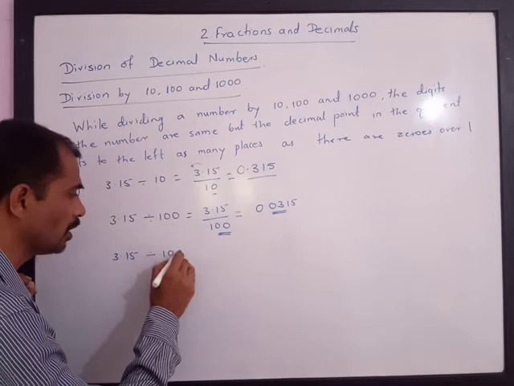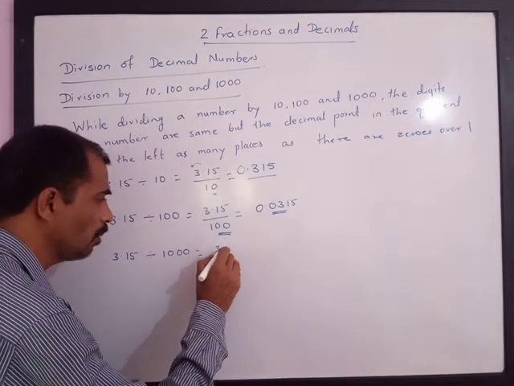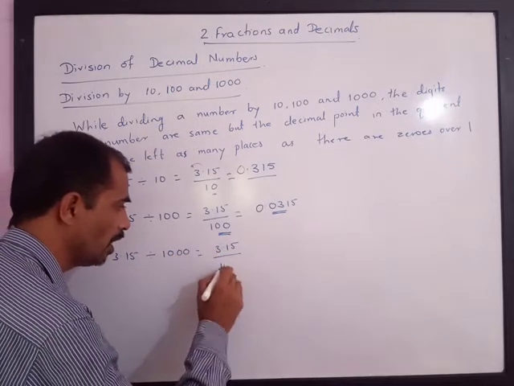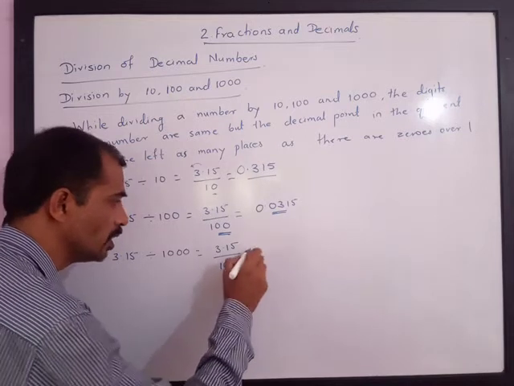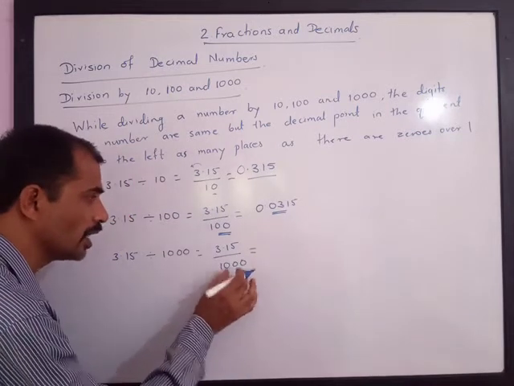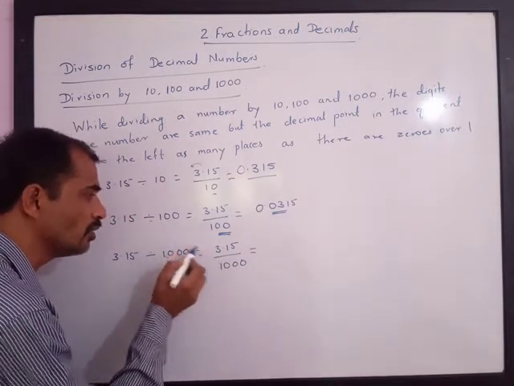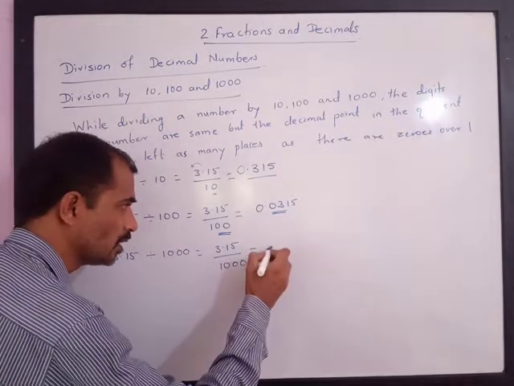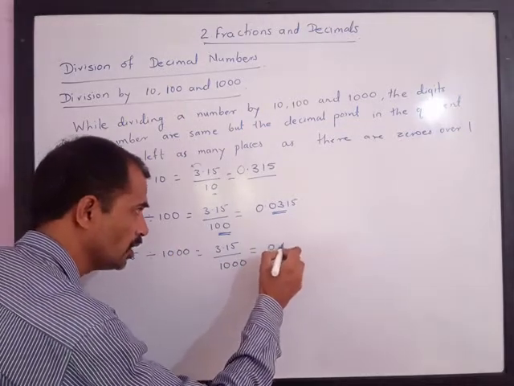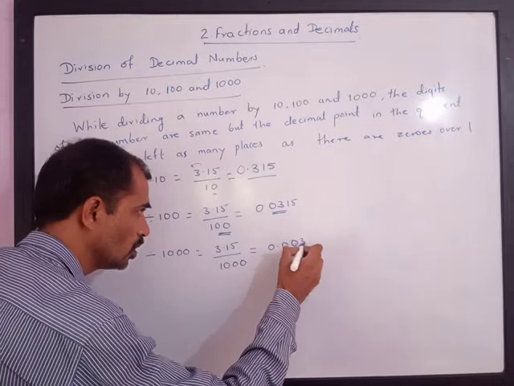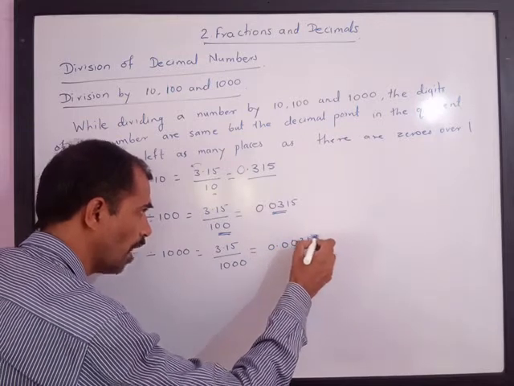3.15 divided by 1000. Please note, three zeros are there, so the decimal point will shift three places to the left side. So it will be 0.00315.